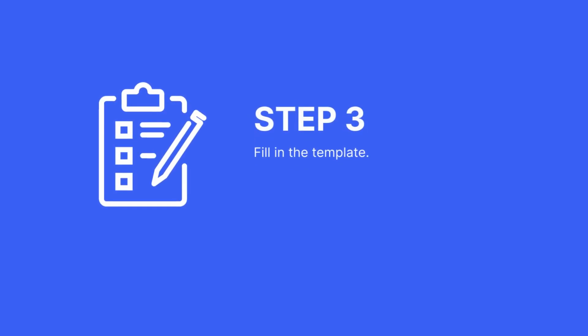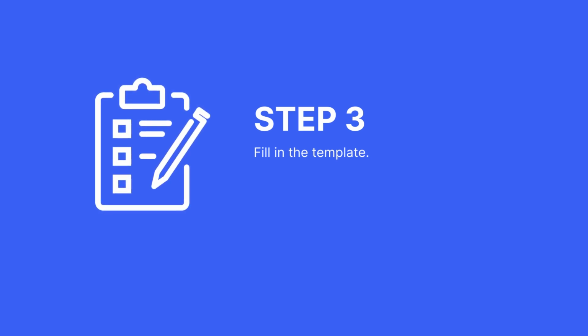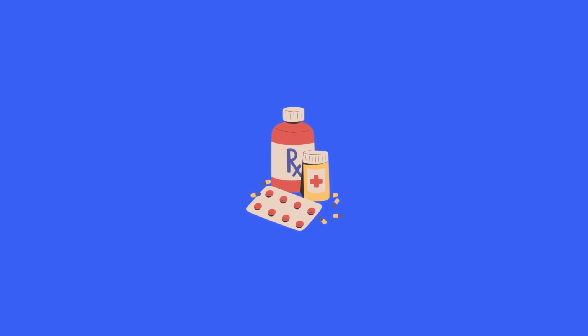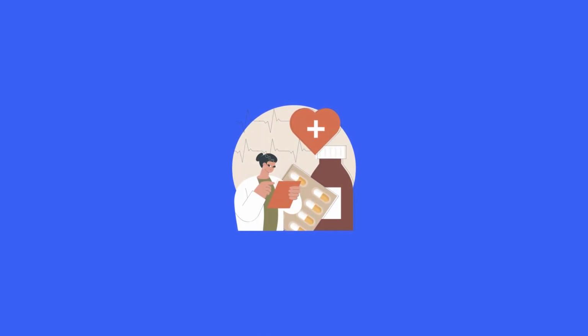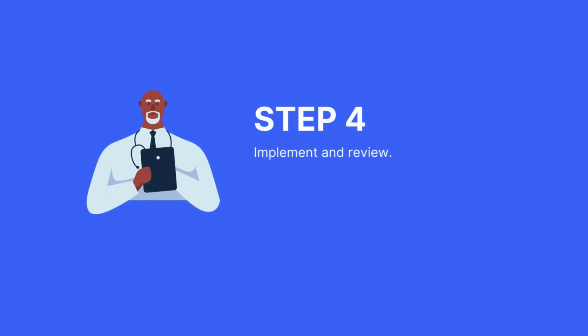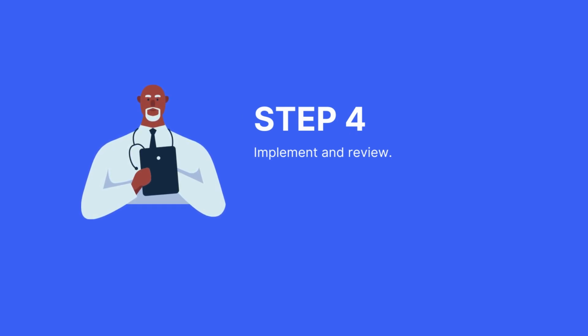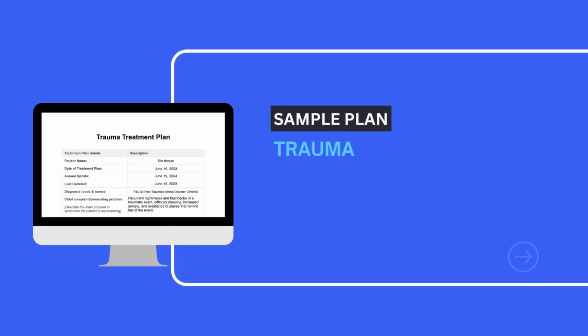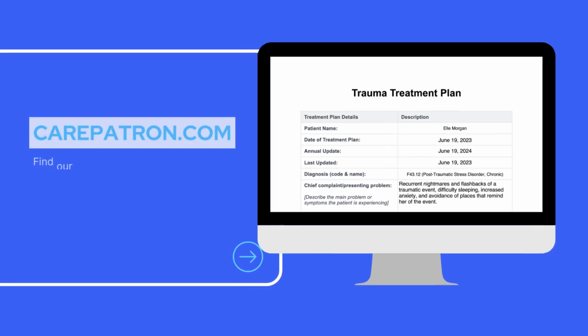Fill in the template. Input the necessary details of the patient and their trauma into the template. This includes diagnosis, chief complaints, risk assessments, medication, substance abuse, long and short-term goals, barriers to treatment, and treatment modalities. Implement and review. Implement the treatment plan, reviewing and updating it regularly to reflect changes in the patient's status or goals.